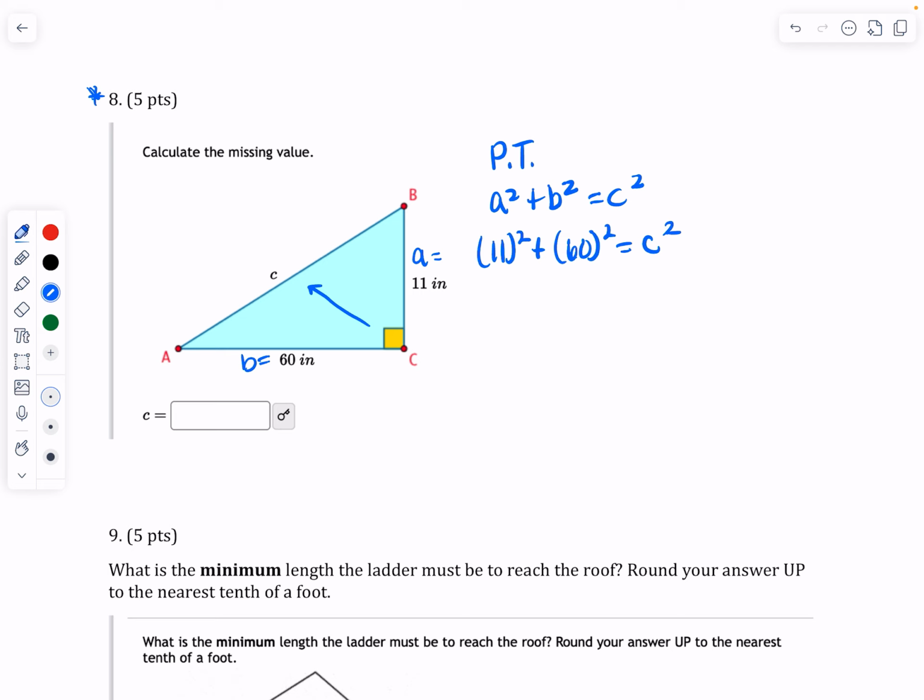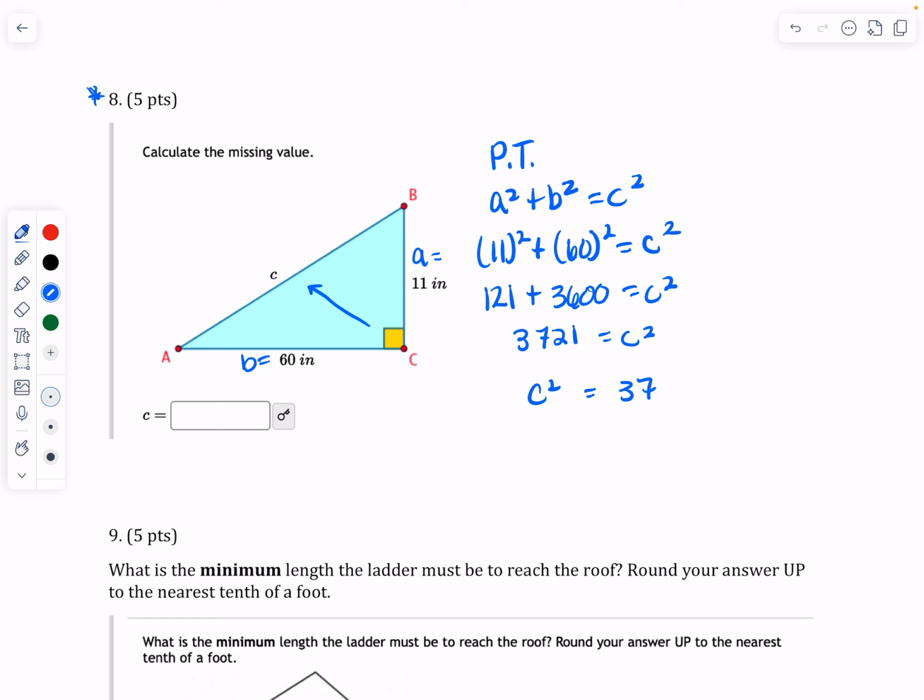All right, so again, in your calculator, I'm going to take 11 times 11, or 11 to the second power, which is 121, plus, now I'm going to take 60 times 60, or 60 to the second power, which equals 3600, and this equals C squared. So now I have to add 3600 plus 121. And when I do that, I get 3721 equals C squared. Now, I need to get C by itself, and C is squared.